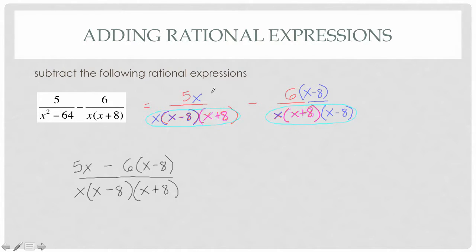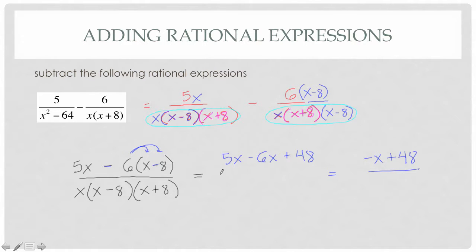Got common denominators, now I'm able to subtract the numerators. I got some stuff I can simplify in the numerator, so let's do that. So let's distribute the 6x. So that becomes 5x minus 6x plus 48. The plus 48 is because we have a negative and a negative. And then I can rewrite that as 5x minus 6x is just negative x plus 48.